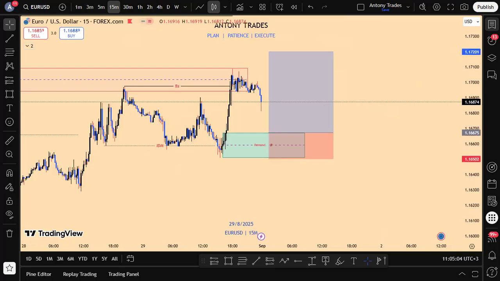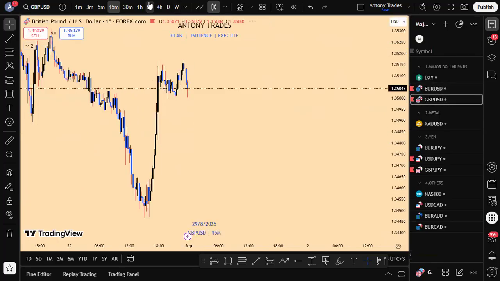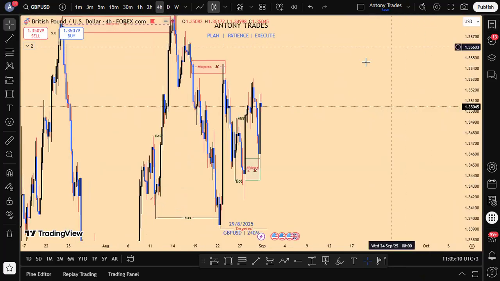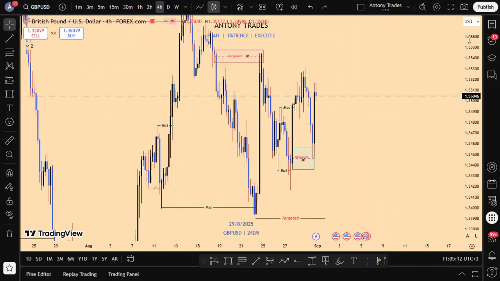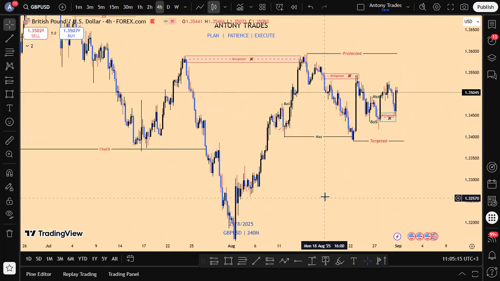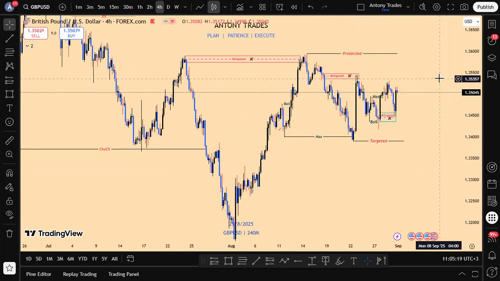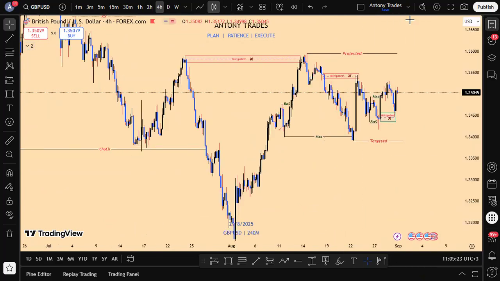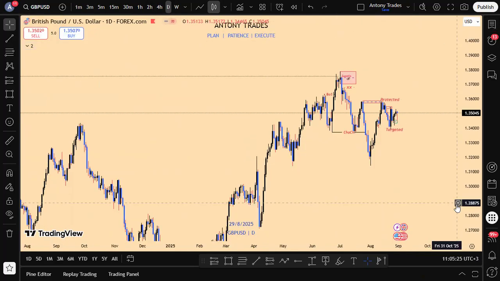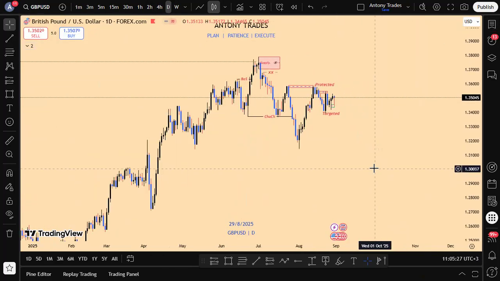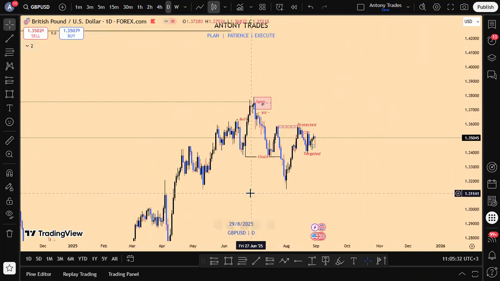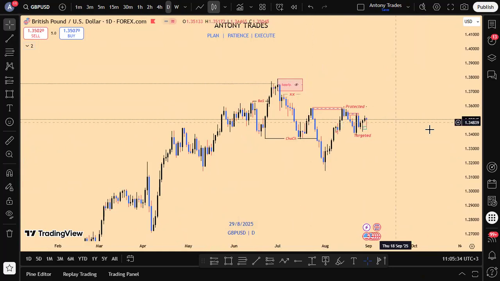So the last pair that I'm going to look at is the GBPUSD, sorry, the GU. I don't think we did analysis on this pair in our previous video. So allow me to start from the higher time frame. Going to start from the daily time frame. So from the daily time frame, I will just focus on this area here.